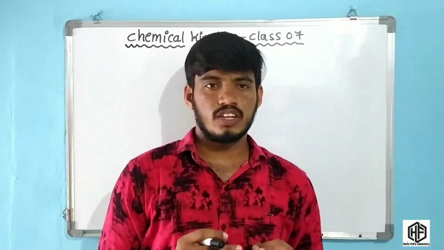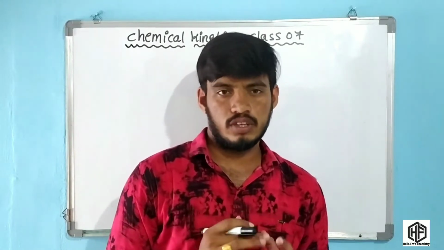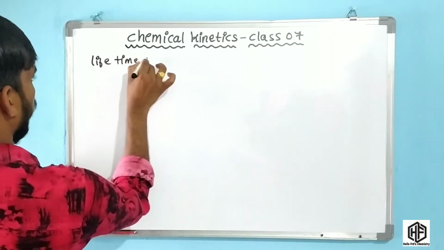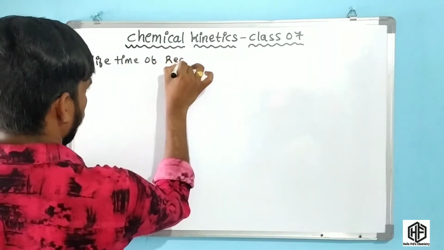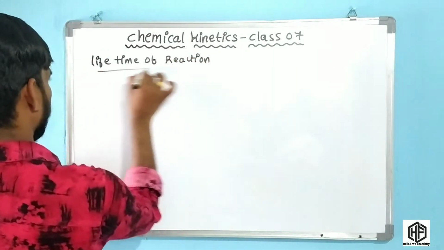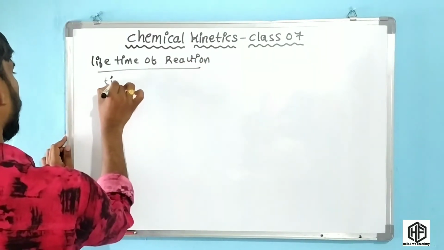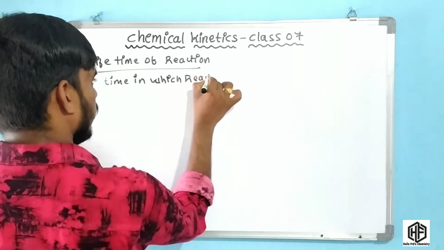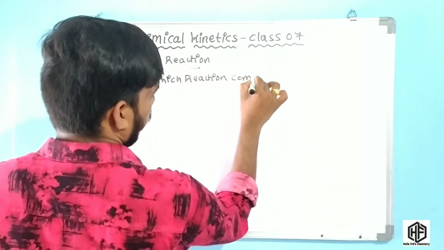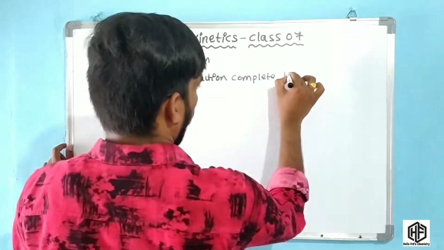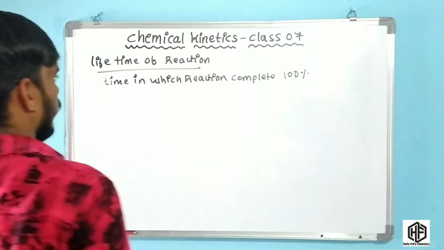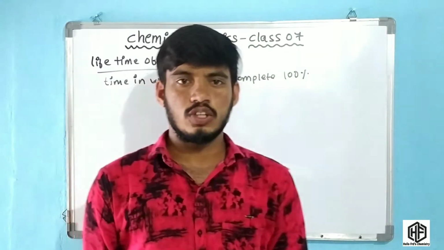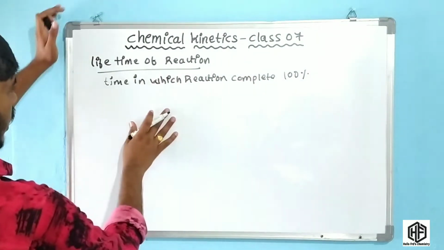Friends, finally, first order reaction, lifetime of reaction. This is very important, friends. Lifetime of first order reaction means the time in which the reaction is complete 100%. This is the lifetime of the reaction, friends. The time in which the reaction is complete 100% means reactants are converted to products 100%. This is called the lifetime of the reaction.